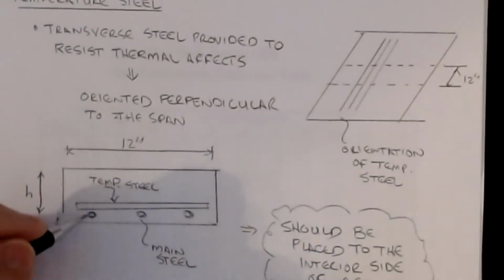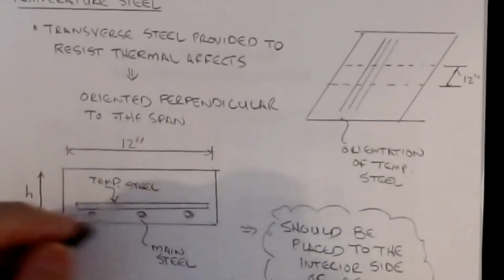Here we can get a large percentage increase in that just by getting these bars put in the wrong order. So we want to make sure that we get the main steel as far down in the section as possible while still preserving this cover thickness. Okay, and then the temperature steel in this case would go over the top.